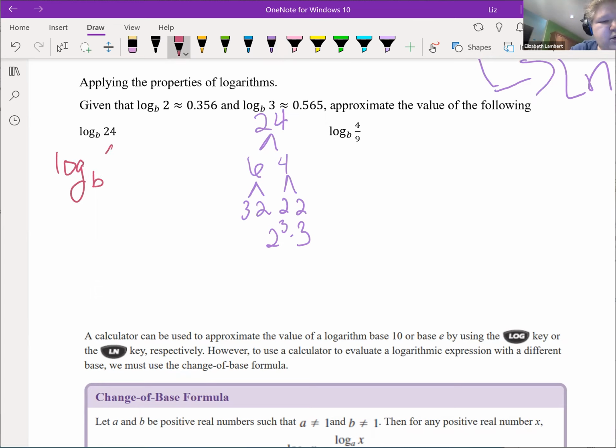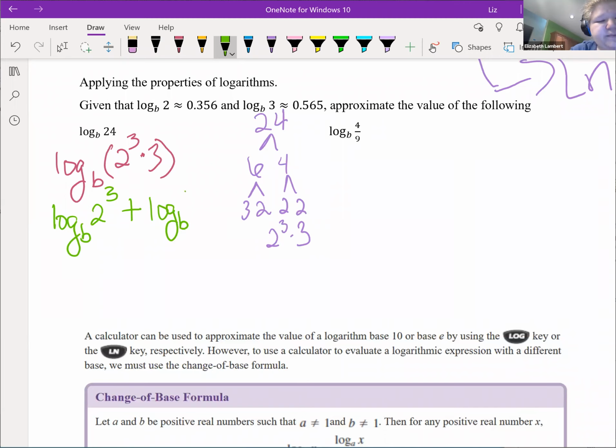So in order to make use of my expansion rules, I need to break this down into something that is a product or a quotient. But now see, the number parts in there are the 2 and the 3 we had. So I know what to do with that product. We're going to split that into a sum. So I have log base b of 2 to the third, which, yes, the next step will be power down, and log base b of 3.